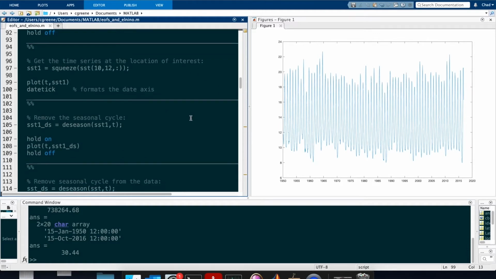So what we want to do is we want to deseason it. So we can use the deseason function just to very quickly deseason this 1D array of sea surface temperatures. And then what we're left with, these residuals, are just the interannual variability or other short-term variability that isn't associated with the average seasonal pattern.